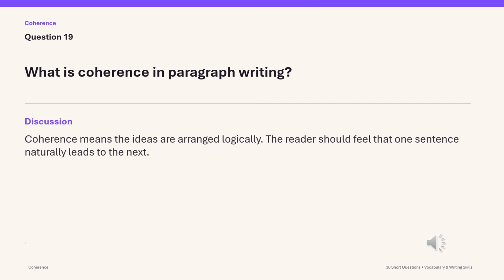Next, coherence in paragraph writing. Coherence firstly means logical arrangement of ideas. In a coherent paragraph, the sentences are arranged in a meaningful order. For example, if you're writing about your daily routine, you should not start with night, then suddenly talk about morning and then afternoon. So the order must be clear. A coherent paragraph must help the reader understand your ideas easily. So, in simple words, coherence means logical flow of ideas.